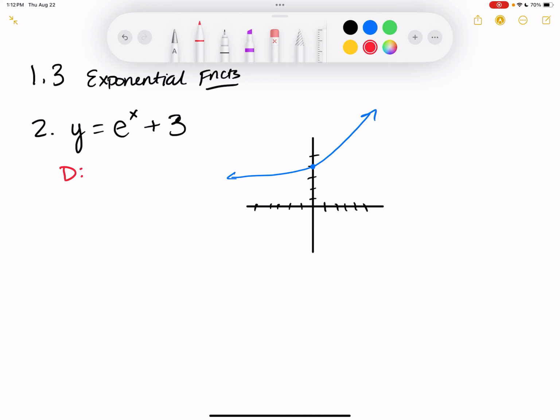All right, what's the domain of this graph? All real numbers. What about the range? Ooh, I got this, Josh. Don't say it. Let me think. Oh, it's 4 to infinity. No. 3 not included to infinity. 3 not included to infinity.